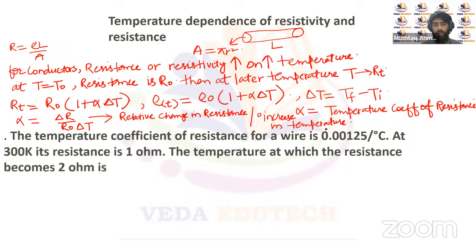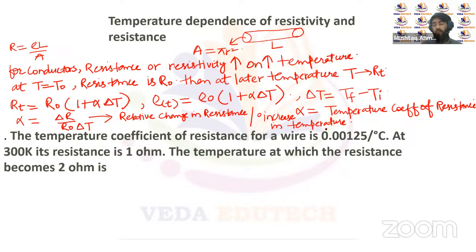And we know for conductors, when the temperature increases, the resistance increases, right? If resistance increases, delta R will be positive, and the temperature increases, so delta T will be positive. It means alpha has to be positive for conductors. We can also see that if the temperature decreases for conductors, delta R will be negative and delta T will also be negative. Still, alpha will be positive. It means that alpha is always a positive quantity for conductors.